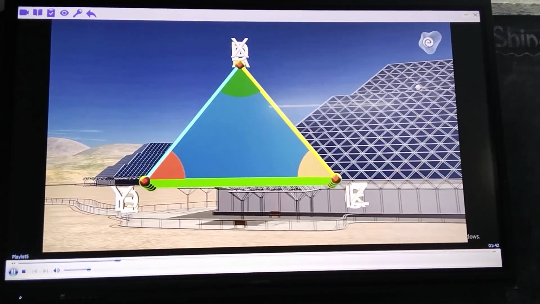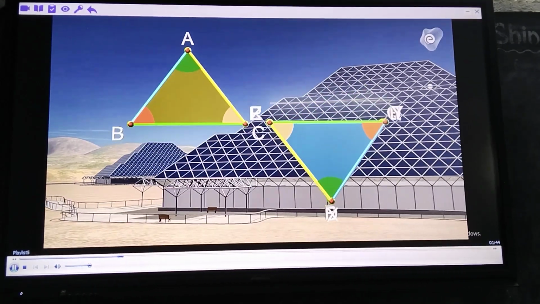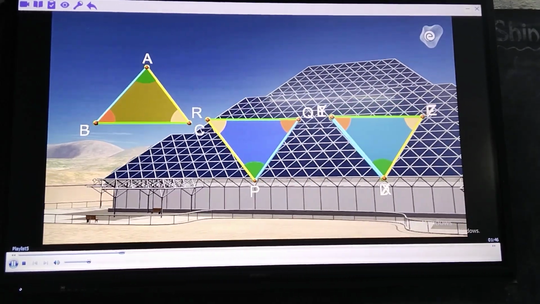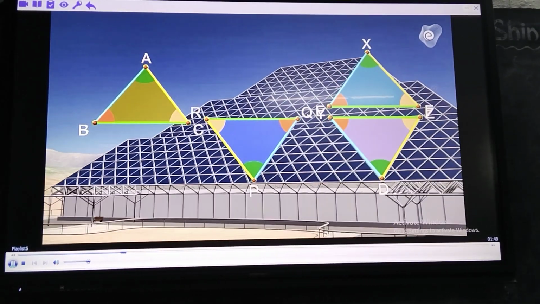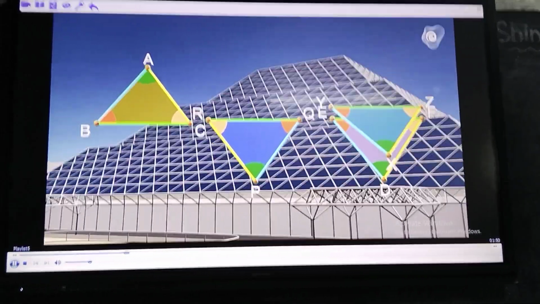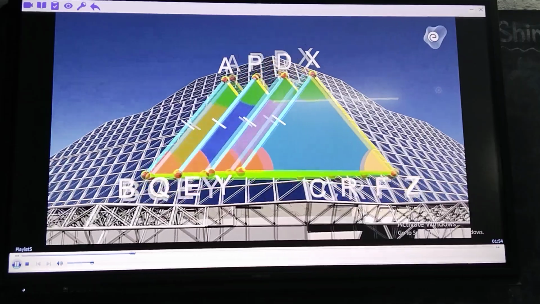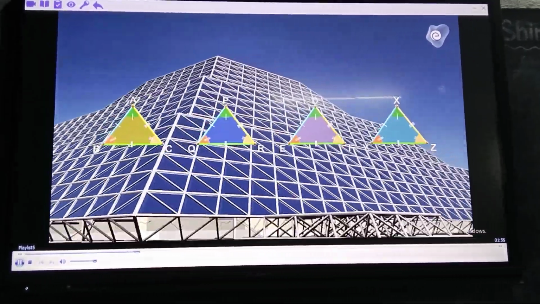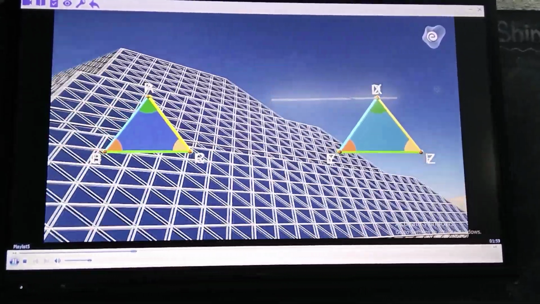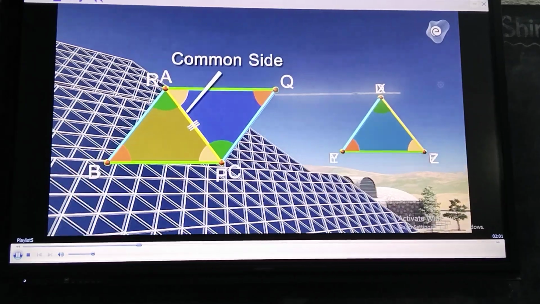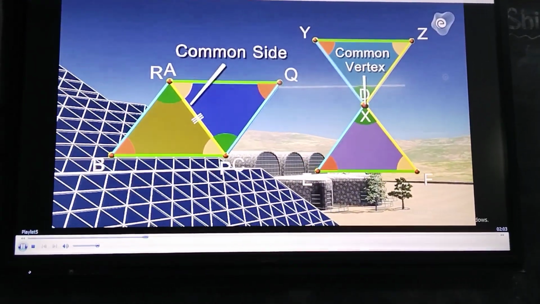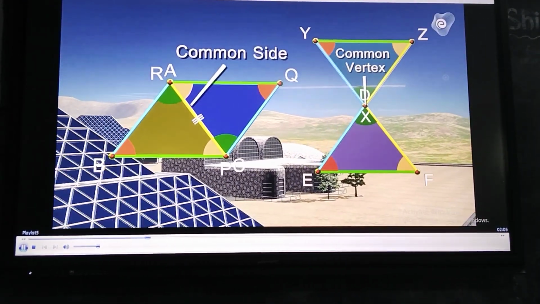However, those triangles which are either rotated, flipped over, or mirror images of each other are congruent triangles irrespective of their location, as long as their corresponding sides and angles are congruent. Congruent triangles can also have a common side or a common vertex that is shared by both the triangles.